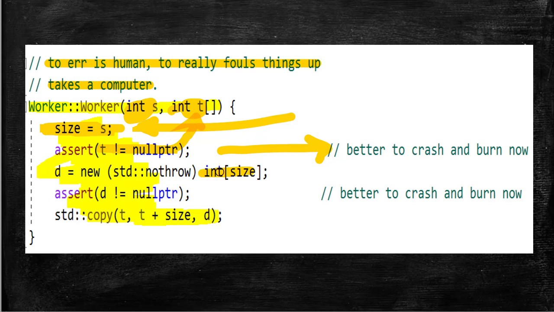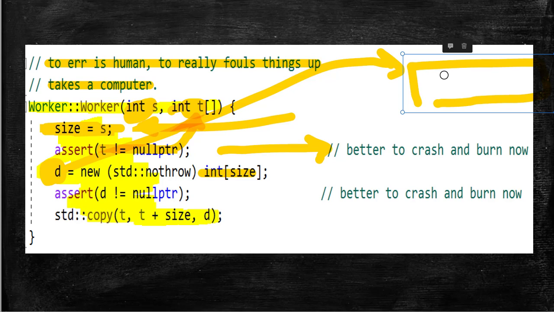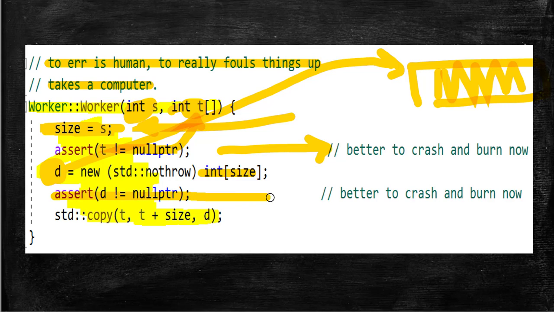This thing says go out and create an array and tell me where it lives. That's what D is. D will point someplace in the computer. There'll be an array created called D. And then I'll make sure it worked. I'll say, did it really work? If it didn't work, crash and burn. And if it did work, take T from the beginning till the end of T and make a copy and put it in D.